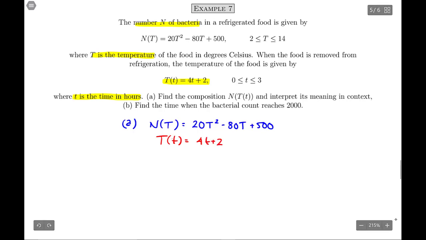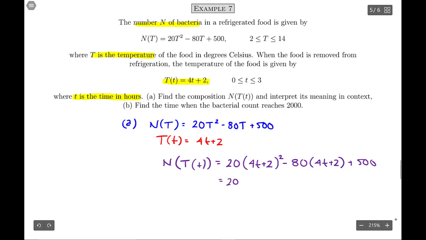So all we have to do now is the composition, which would be N of T of t. So it's going to look like that. We're taking the function here in red and putting it inside the function that I have listed in blue. So we get 20 times 4t plus 2 quantity squared minus 80 times 4t plus 2 plus 500.